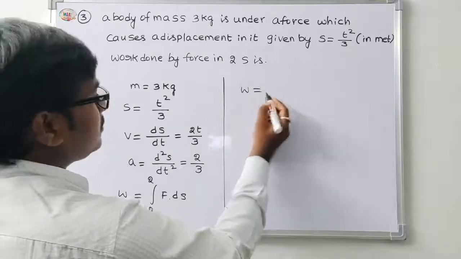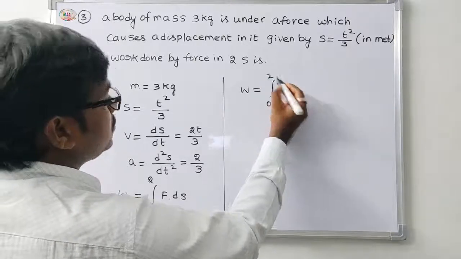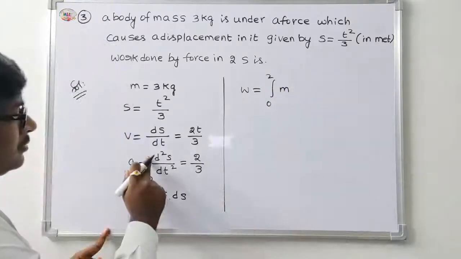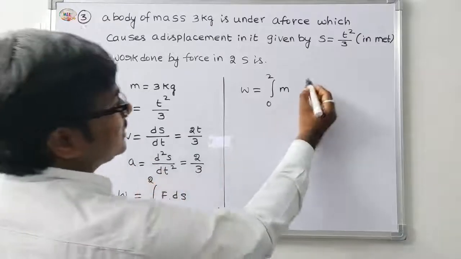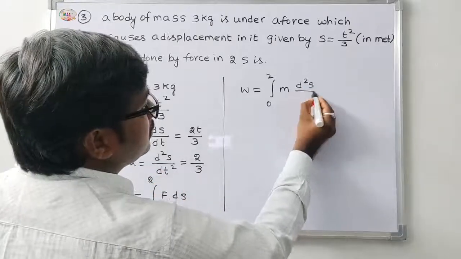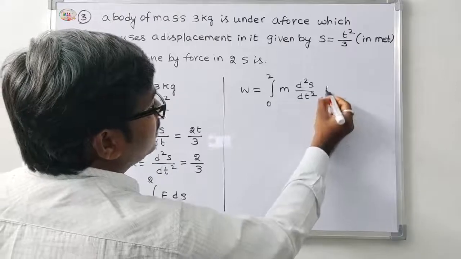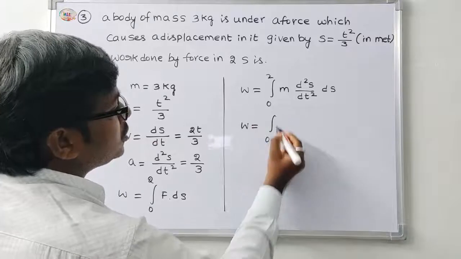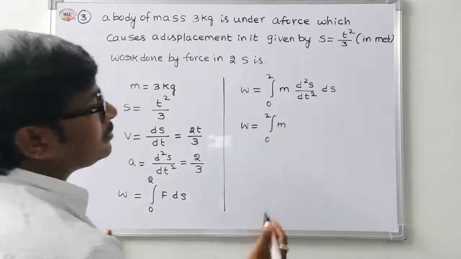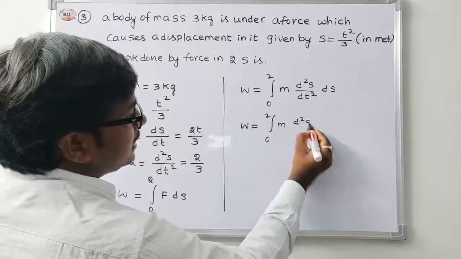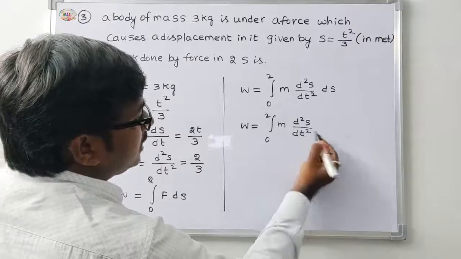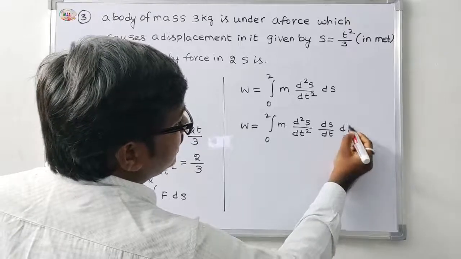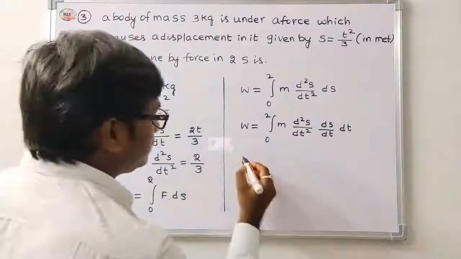Work done is equal to integration 0 to 2, F is equal to ma, that is m into d square s by dt square into ds. Then work done is equal to integration 0 to 2 of m into d square s by dt square. In this ds, it is written as ds by dt into dt with respect to time taken.